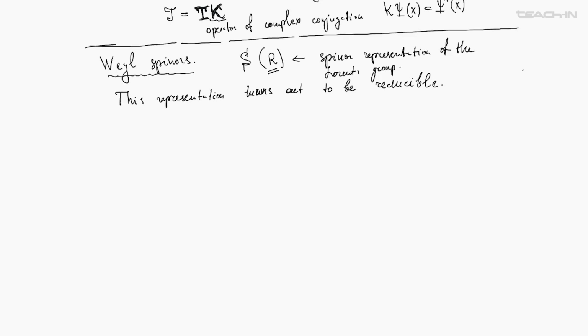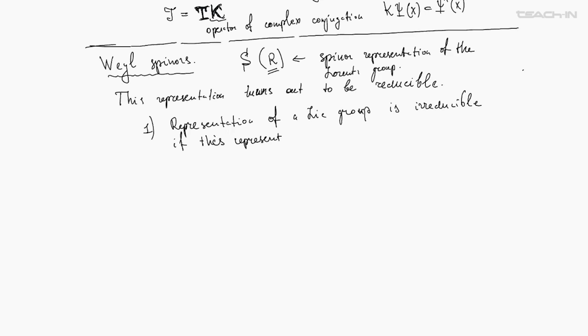The definition number one says that a representation of a Lie group, which in our case is of course the Lorentz group, is irreducible if this representation has no proper invariant subspaces.